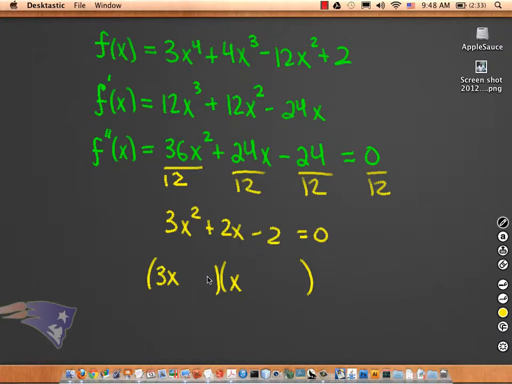I think this is a 3x and an x, and I could be wrong. I'm now beginning to think I'm wrong. 2 and 1 won't work. I'm wrong. That doesn't factor. So if it doesn't factor, what are we left with?